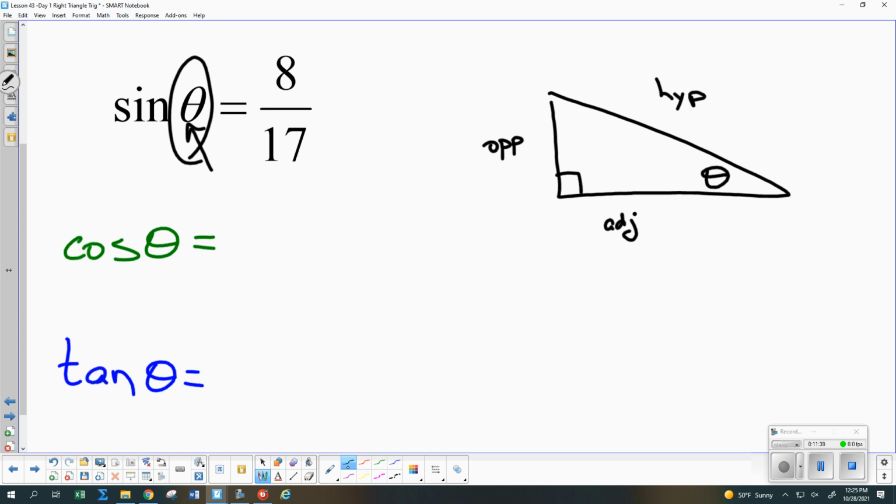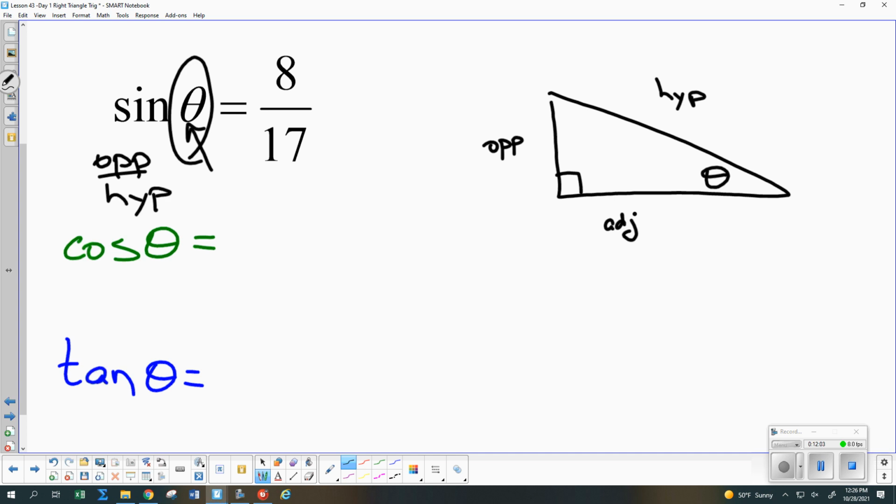What did you write down on your formula page? SOH. So it is, what does O stand for? What does O stand for, people? So we need, so sine has to be opposite over hypotenuse.